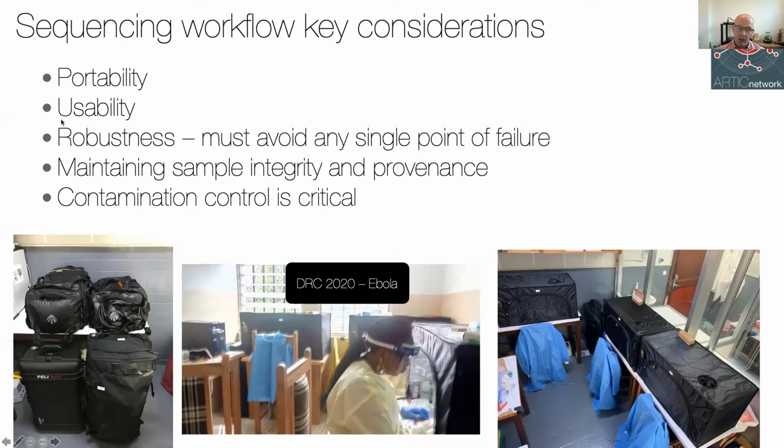It needs to have high usability, which means it needs to be simple and robust and easy for others to pick up and use. We need a process that really maintains sample integrity and provenance. So we need a process that enables us to make sure that there is no contamination through the sequencing pipeline and that samples don't get mixed.